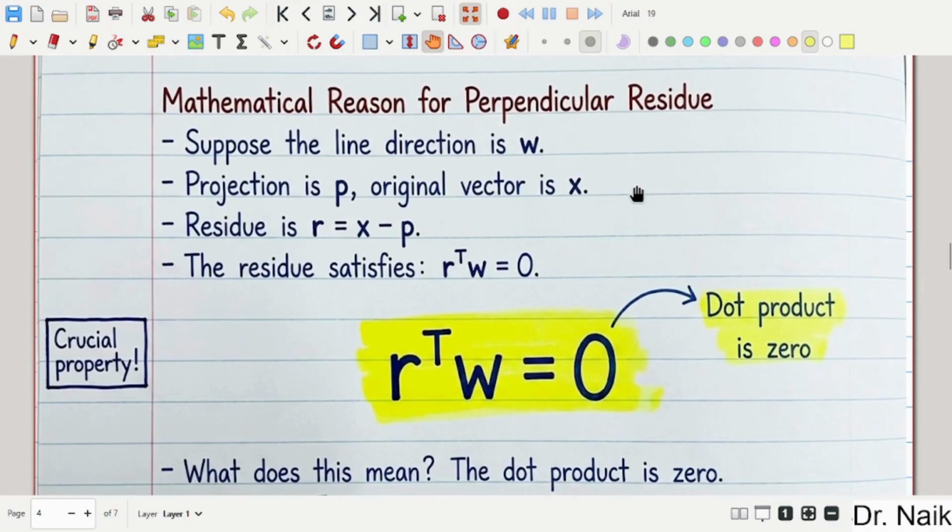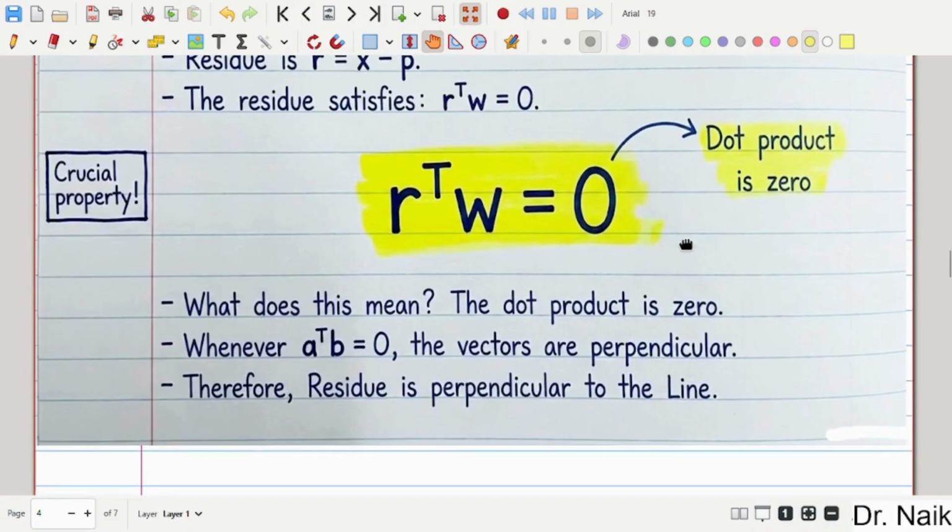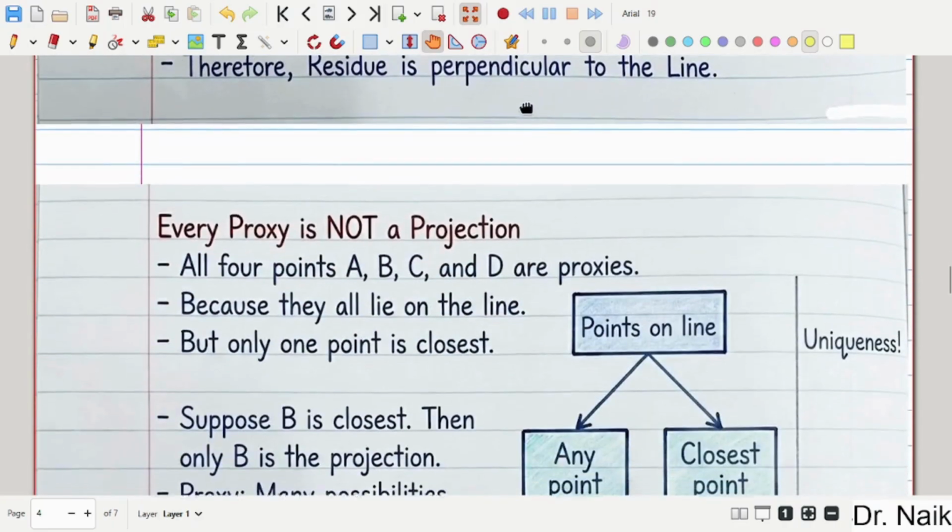Mathematical reason for perpendicular residue. Suppose the line direction is W, projection is P and original vector is X. Then residue means original vector minus projection, that means X minus P, and residue satisfies R transpose W is equal to 0. That means the dot product is 0. Dot product is 0 means the vectors are perpendicular. Therefore, residue is perpendicular to the line.